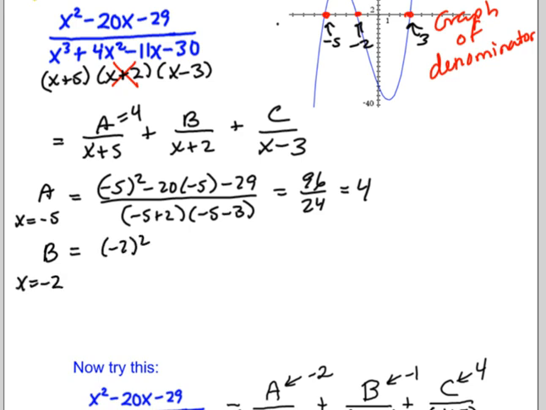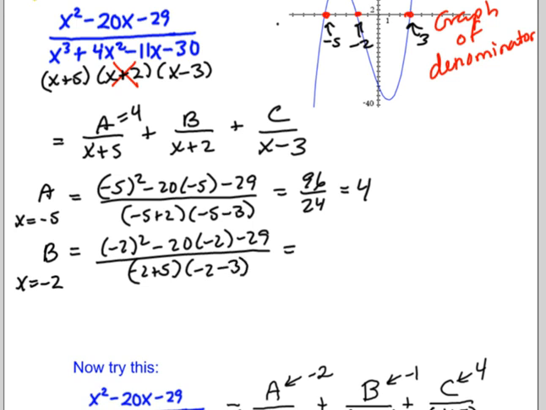So negative 2 squared minus 20 times negative 2 minus 29 all over negative 2 plus 5 and negative 2 minus 3. That turns out to be 15 over negative 15. So my B is negative 1. And actually you can kind of ignore this because I have it set up differently down here.